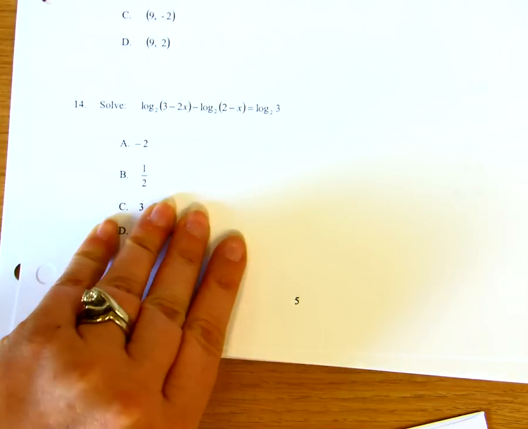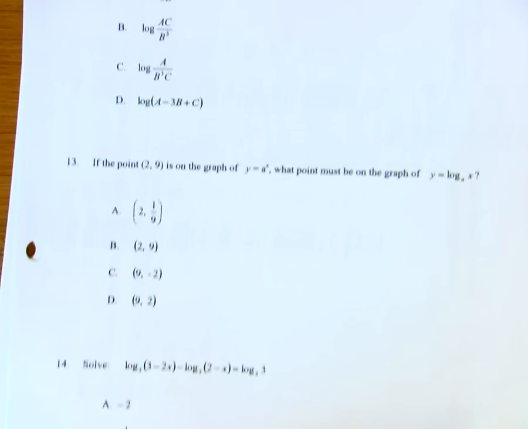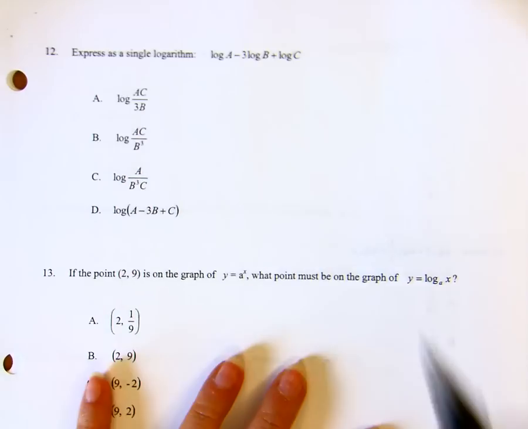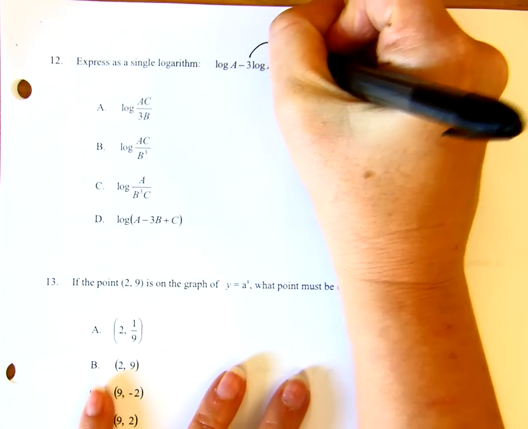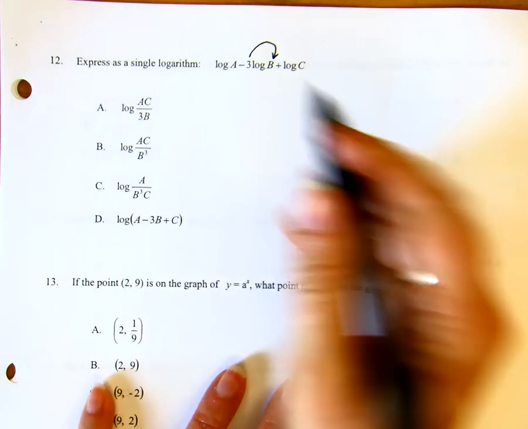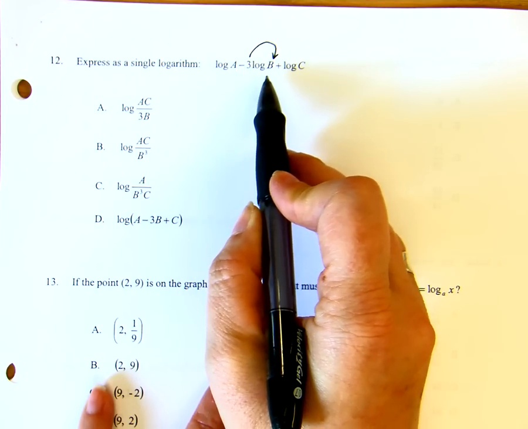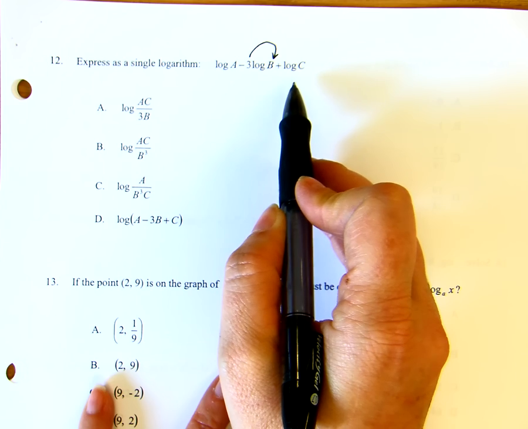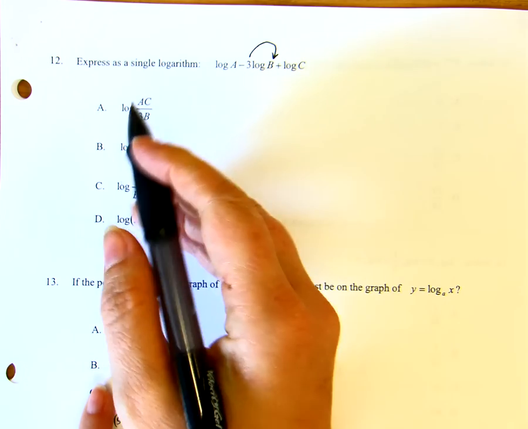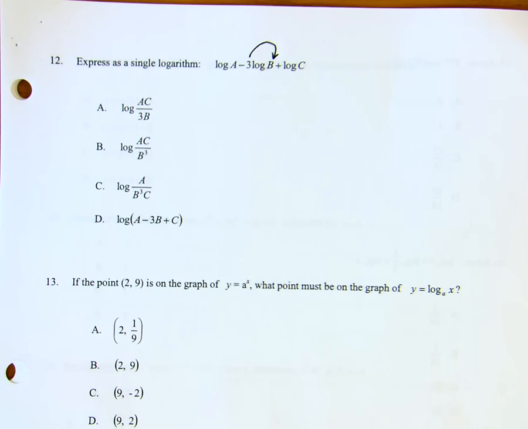Question number 12 is using the log rules. So you can pop the 3 back up into the exponent position. Then the subtraction means the A will be on the top, B cubed on the bottom. The C will mean that the C will be in the numerator. Correct answer is B. 68% of the population figured that out.